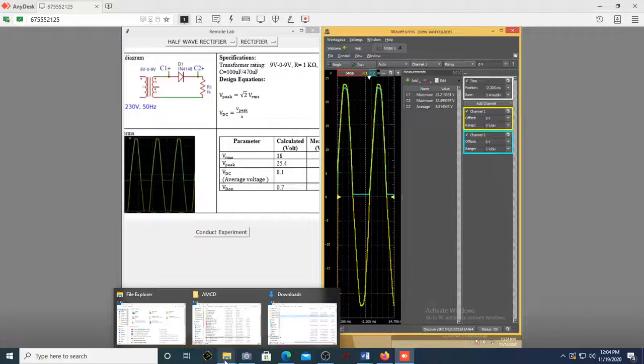So I can verify how much that voltage is. Let me verify what voltage we are supposed to get there. Just give me 1 minute. I'm trying to find out what the value is. Okay, I'm just looking for the calculator.